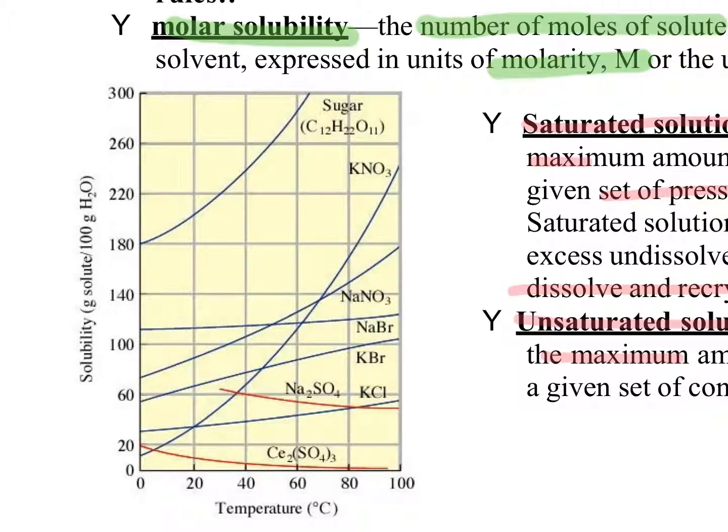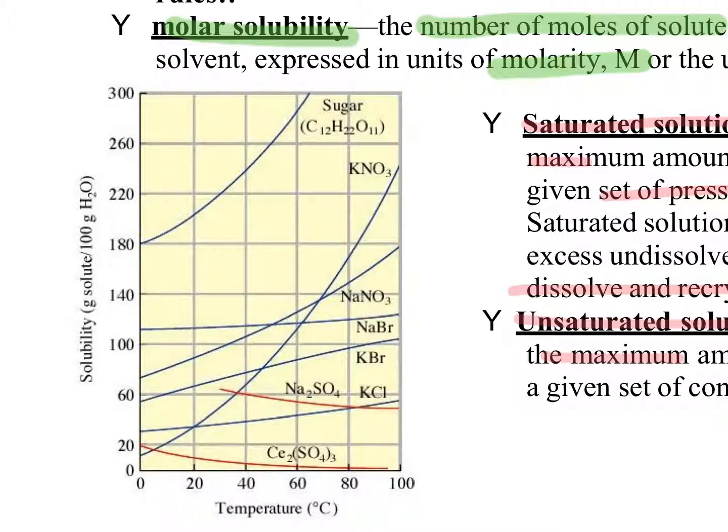If I say I have a solution at 40 degrees Celsius and it has a solubility of 180, which is just how many grams per grams of water, then I would say it's unsaturated. I could still add more grams to the water until I hit this line. At this line, I would call it saturated. This should be the point at which you can't add any more grams of solute.